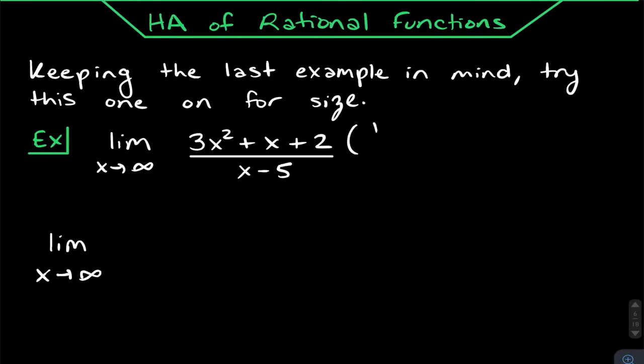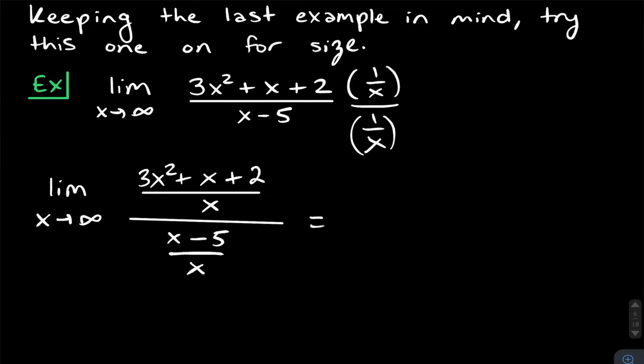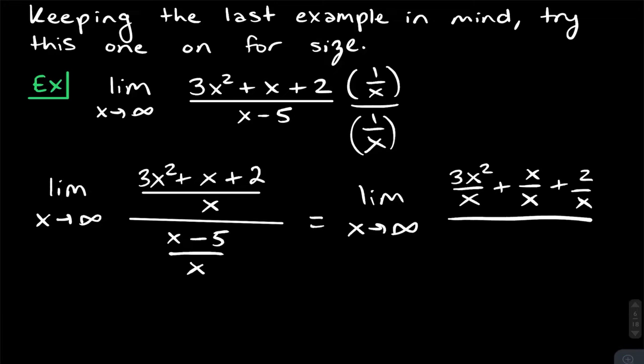Anyways, we're going to divide by x everywhere. And what that means is we're going to multiply by 1 over x over 1 over x. If we do that, we get 3x squared plus x plus 2 all over x, and that's all over x minus 5 over x. We can split this over x up to each term and make it look really nice. So we could write this as the limit as x approaches infinity of 3x squared over x plus x over x plus 2 over x, all over x over x minus 5 over x.